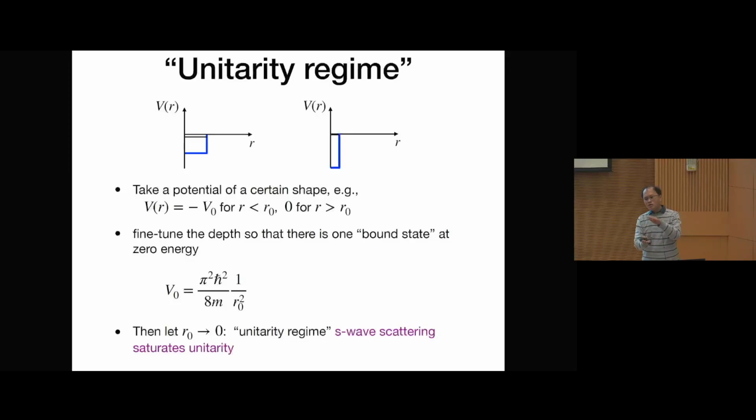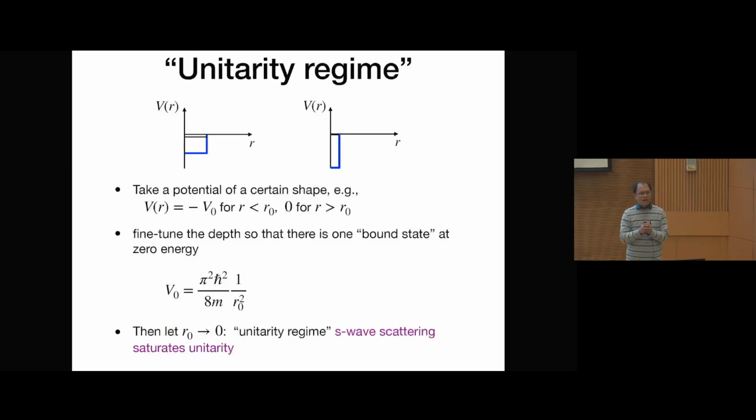If the potential is too shallow, there is no bound state. If the potential is deeper than a critical value, which I think I have here, 1 over r naught squared times some numerical factor, then the bound states start to appear. Now, the unitarity limit, the so-called unitarity regime, in quotes, is the regime where we fine-tune the depth of the potential to exactly this value, so that there is one bound state at 0 energy, and then shrink the size of the potential to 0, always keeping one bound state with 0 energy. So this is the regime called the unitarity regime.